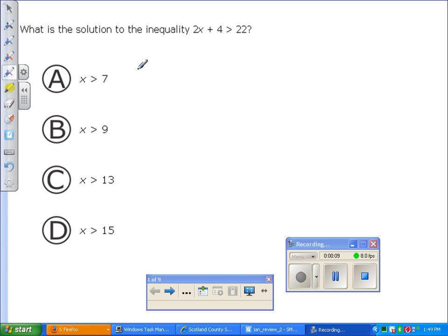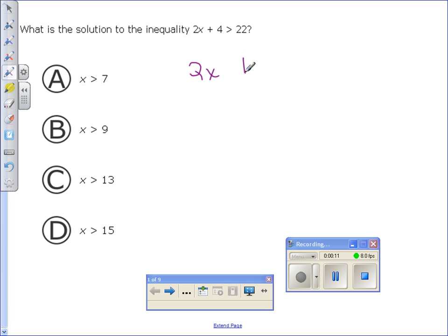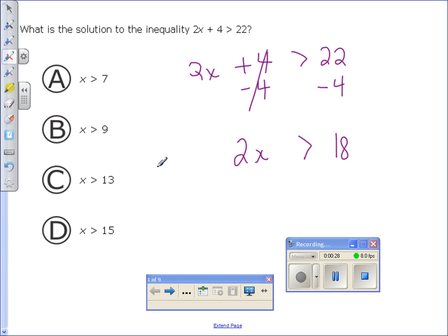Okay, 2x plus 4 is greater than 22. So we undo adding and subtracting first, so we're going to do the opposite of adding 4, which is subtracting 4. So 2 times something is 18, and if you know, you're already good. If not, what's the opposite of multiplying? Dividing. So when we divide by 2, x is greater than 9. So the answer is B.